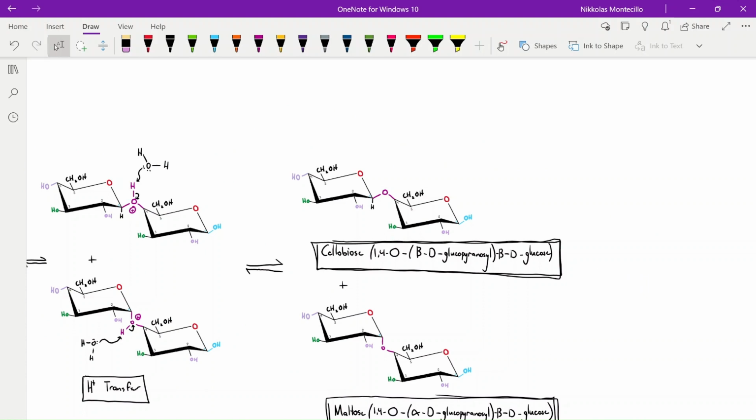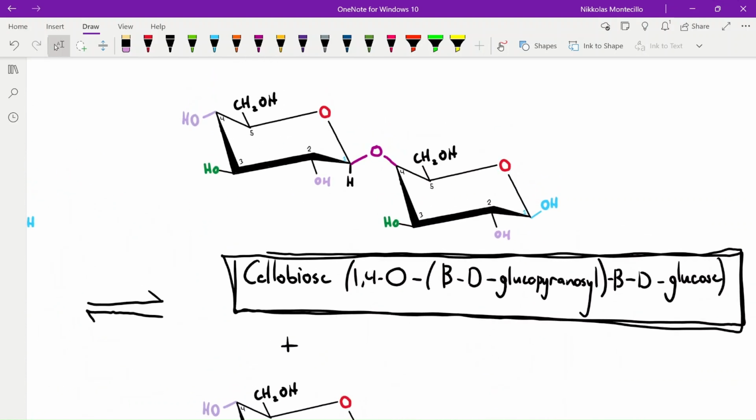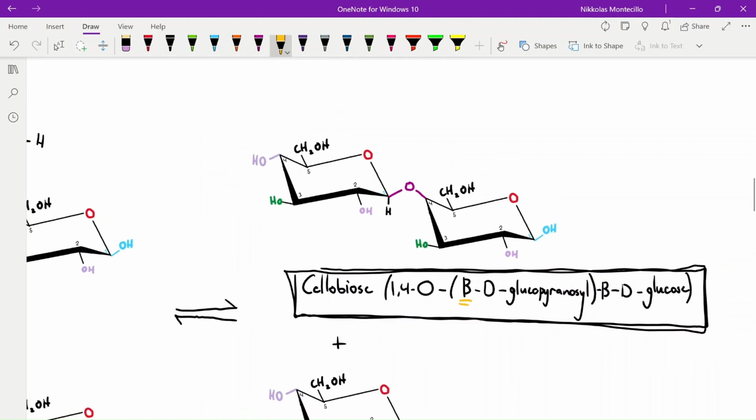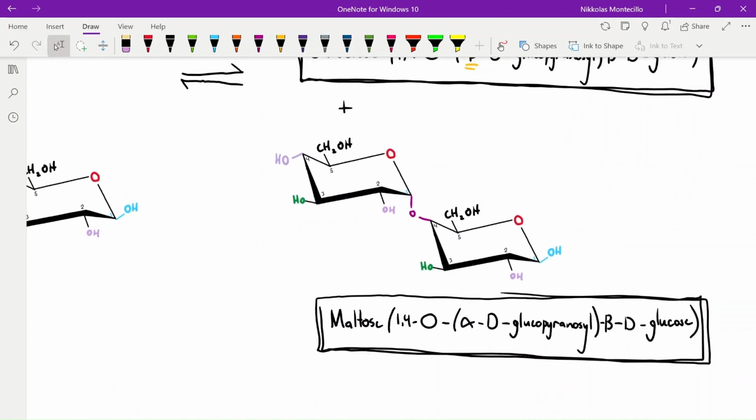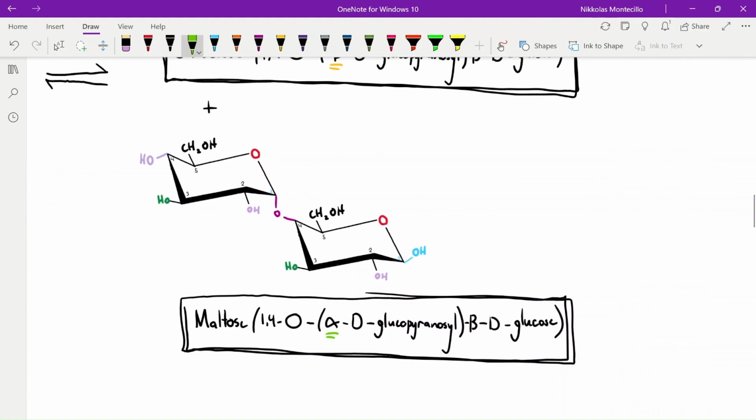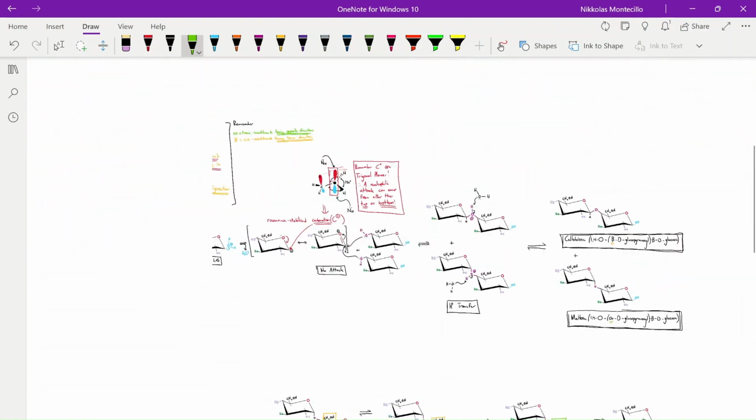Now let's just verify. Cellobiose, 1,4-O-beta, which is correct because the substituents for carbon 1 of the first monosaccharide and the substituent for carbon 5 are on the same side, so this is correct. Beta-D-glucopyranosyl, beta-D-glucose, that is correct. And then maltose, 1,4-oxygen linkage, and yes, this is also correct because the substituent for carbon 1 and the substituent for carbon 5 are on opposite sides of the ring, so we consider this to be alpha-D-glucopyranosyl, beta-D-glucose. This is correct.